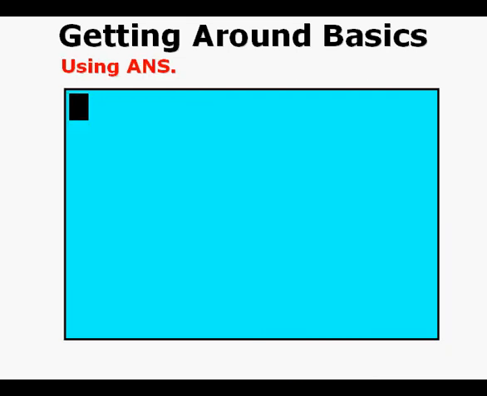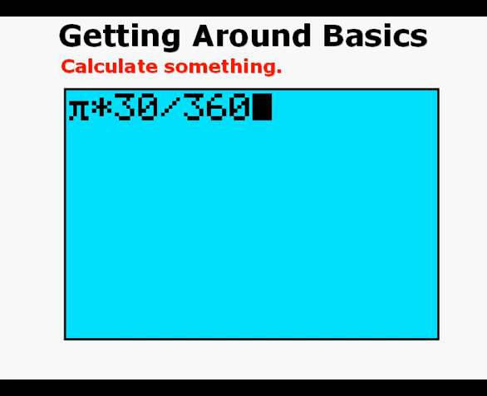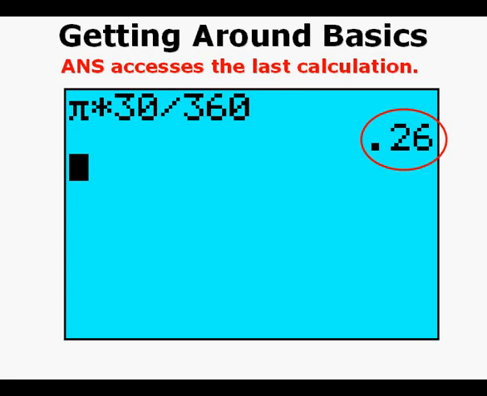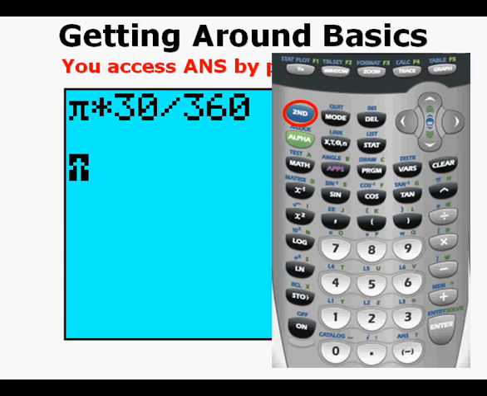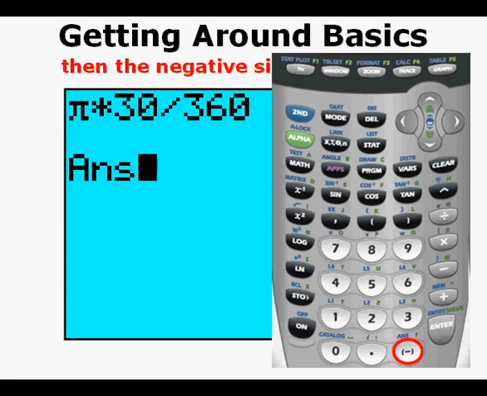Now we're going to talk about a very powerful feature on your calculator, the ANS key. ANS is short for answer, and we start here from a cleared view screen. Let's enter this expression, pi times 30 divided by 360. When we press enter, this is what we get, 0.26. Remember that this is a rounded answer since we changed the calculator to 2 decimal places in the mode menu. We can access ANS by pressing second, then the negative sign key with the ANS above it.